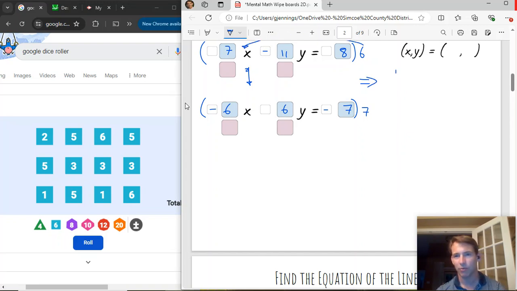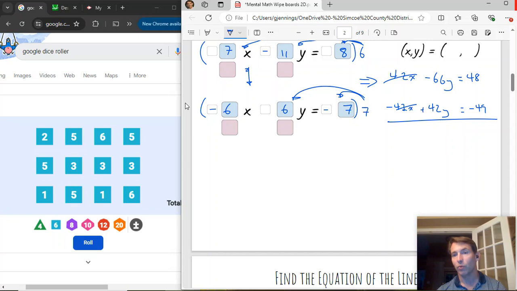6 times 7 is 42x, but I hardly need that because I know it's going to eliminate. Minus 66y is equal to 48. So that's multiplying all of these in here. And then multiplying these in, I get this is negative 49. Interesting. That's 42y and positive, and then we got negative 42x. Again, that hardly matters because we knew that that was going to eliminate. When we add these together, we are going to get negative 24y is equal to negative 1.